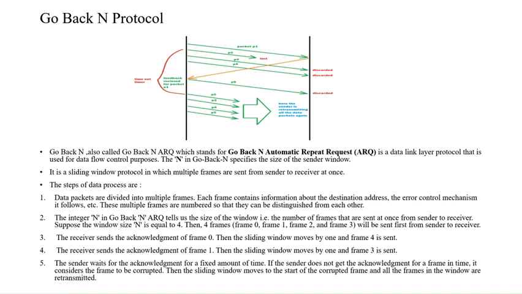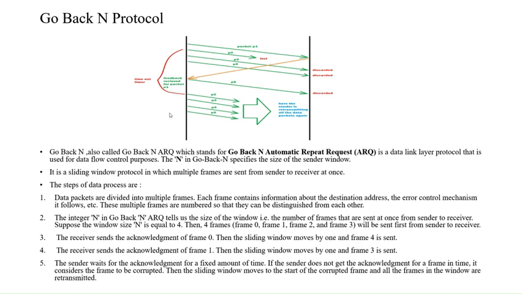The steps involved in the data process are as follows. First, the data packets are divided into multiple frames. Each frame contains information regarding the destination address, various error control mechanisms, etc. Now these frames are numbered so that they can be distinguished from each other, like sequencing. The integer N in Go Back N ARQ tells us the size of the window, that is, the number of frames that are sent at once from the sender to the receiver.